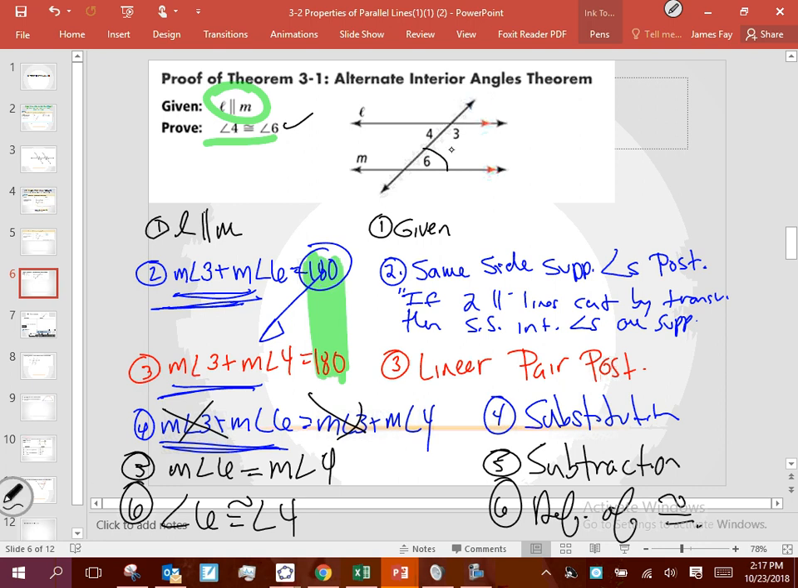But I could have looked at these two being supplementary, and then looked at these two being supplementary. If these two add to 180, these two add to 180, then these two have to be the same, right? And that's the argument that we just made mathematically.